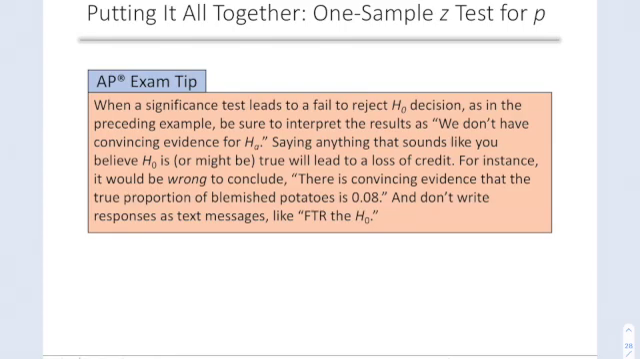For the AP exam, when a test leads to a fail to reject decision, as in that example, be sure to interpret the result as we do not have convincing evidence for the alternative. Saying anything that sounds like you believe it might be true will lead to a loss of credit. For instance, it would be wrong to conclude there is convincing evidence that the true proportion of blemished potatoes is 0.08. And we don't write responses as text messages like FTR the null hypothesis.